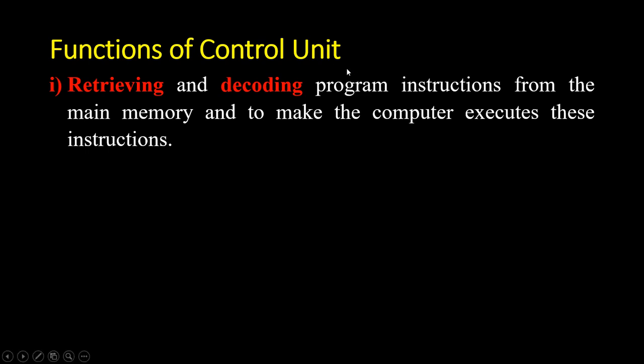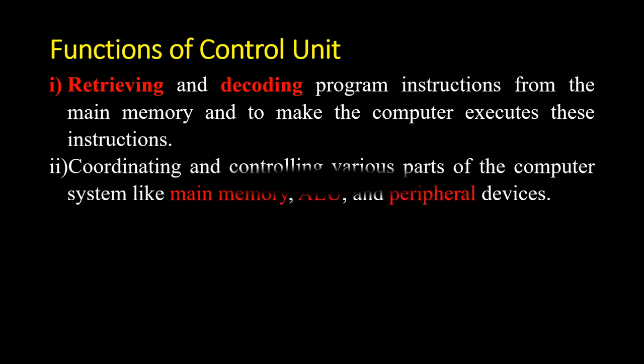So retrieving and decoding computer instructions from the main memory, and to make the computer execute these instructions. Then number 2, coordinating and controlling various parts of the computer system like main memory, arithmetic and logical unit. ALU stands for arithmetic and logical unit, and peripheral devices. Peripheral devices are those devices that are being attached. Now all these components work together, so they need to be coordinated.